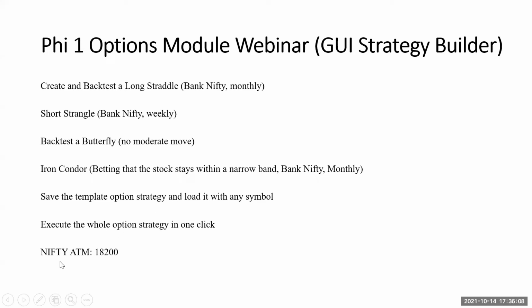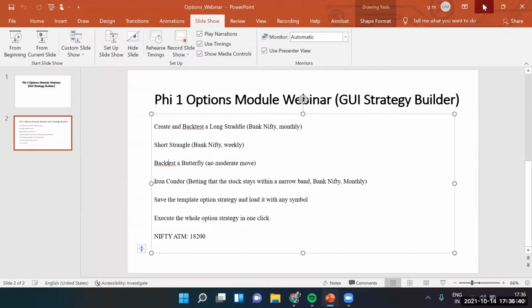And since our platform currently takes the last day's close as the reference for ATM, for Nifty we will use 18,200 as the ATM strike price to construct the strategy. Right now it will load it based on yesterday's close, but eventually we will make it real time. All right, so let's get started.